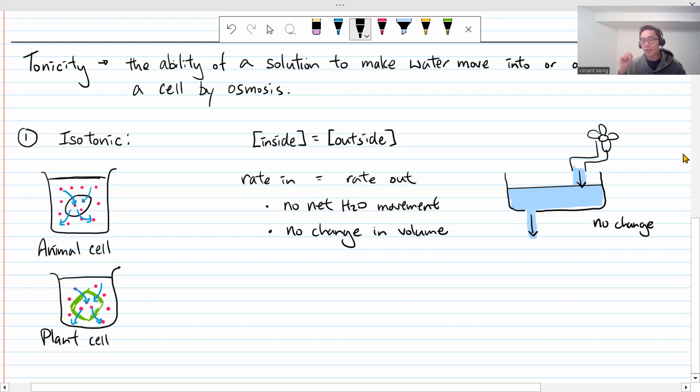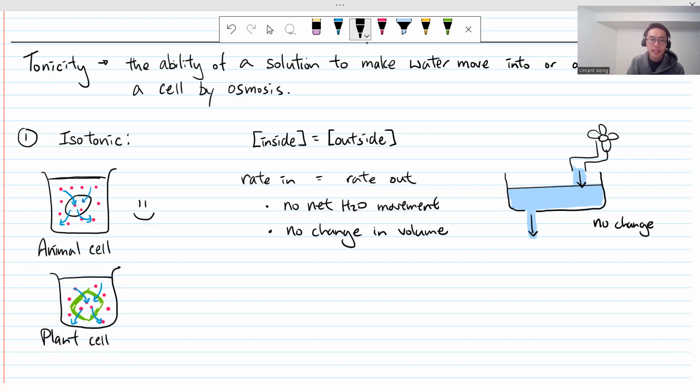This is called isotonic. If you are an animal cell, you absolutely love isotonic. This is the best environment that they want to be in. If you are a plant cell, it's like meh. I don't love it, but it's okay. I'll survive.